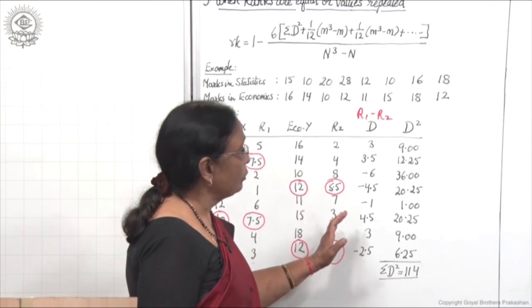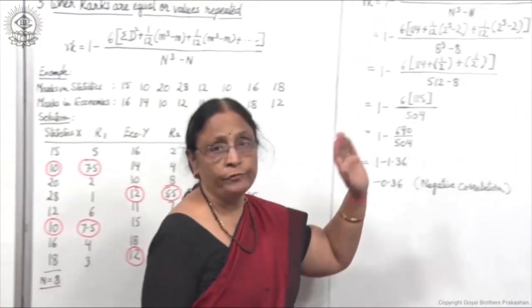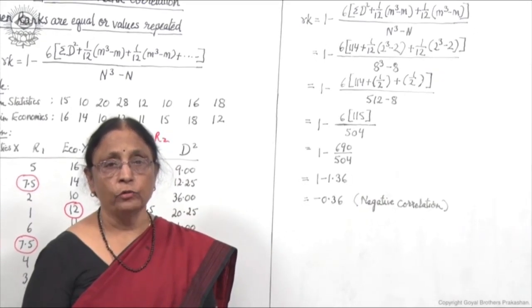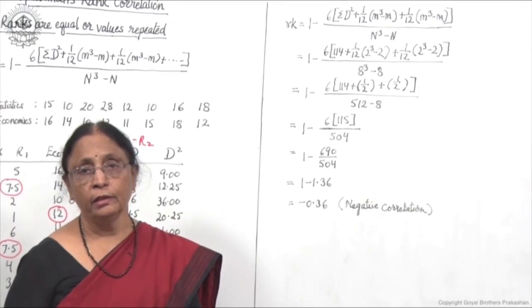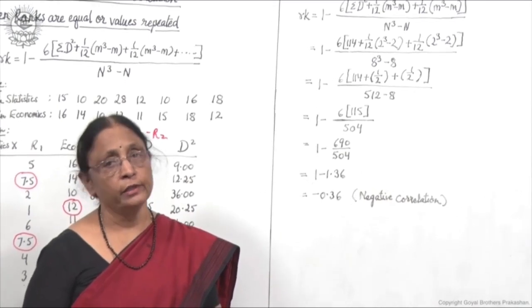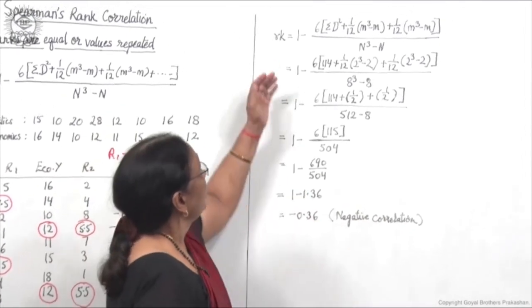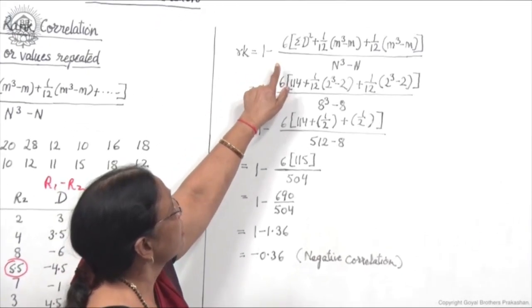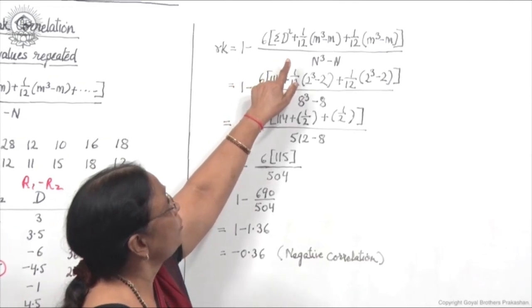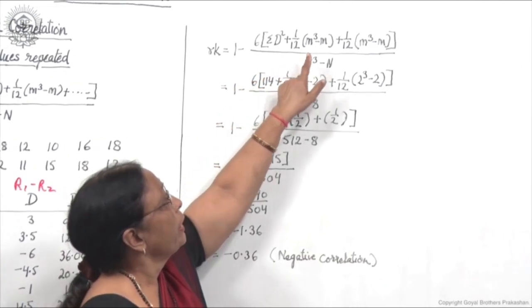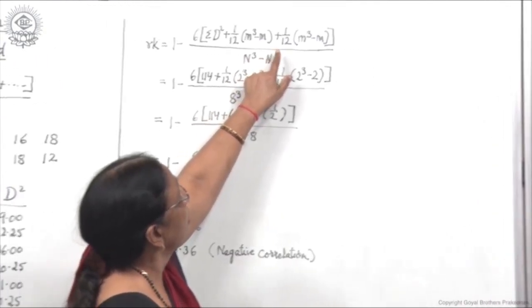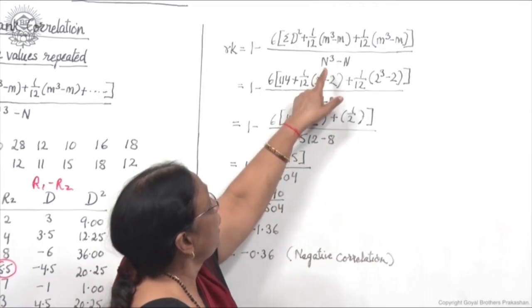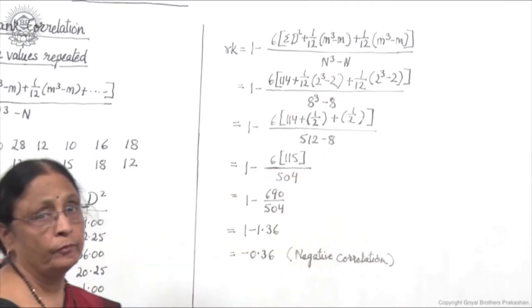Now after doing this calculation, we will write down the formula first, right. As I told you earlier also, always write down the formula and then go on calculating the values. Here Rk is equal to 1 minus 6 into sigma d square plus 1 upon 12 (m cube minus m) plus 1 upon 12 (m cube minus m), divided by n cube minus n.